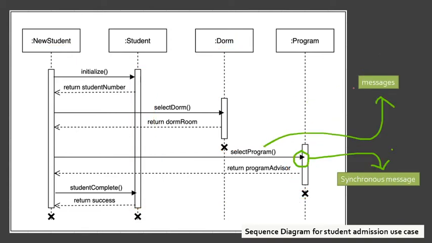Okay, so we also have the horizontal arrows. Since we're done discussing the lifelines, the X that destroys the object means that's already the ending of the interaction. Also, we have the activation bar. This time, we need to discuss the messages. The messages are represented by the horizontal arrows. These arrows.